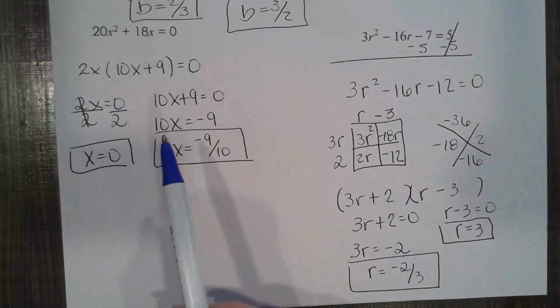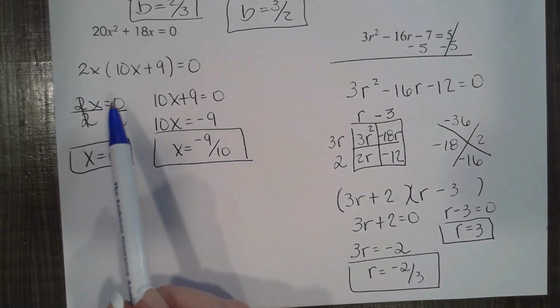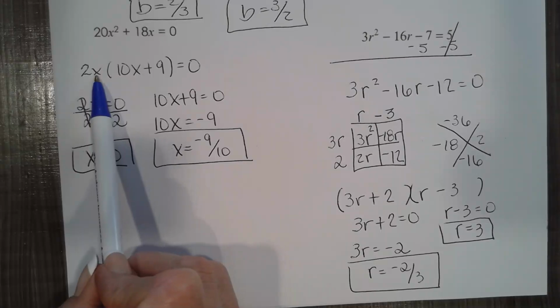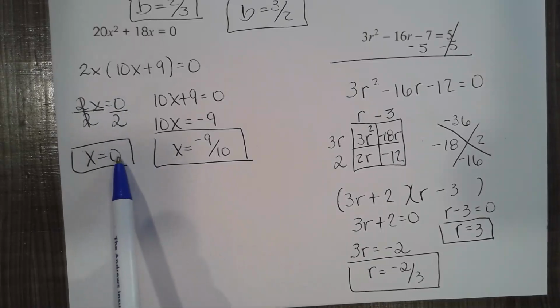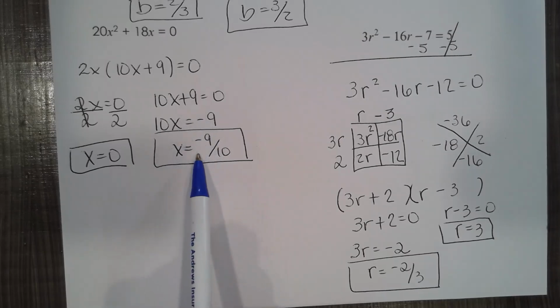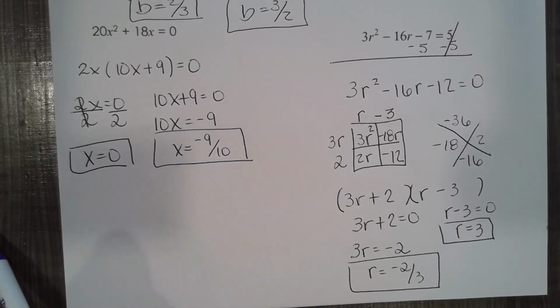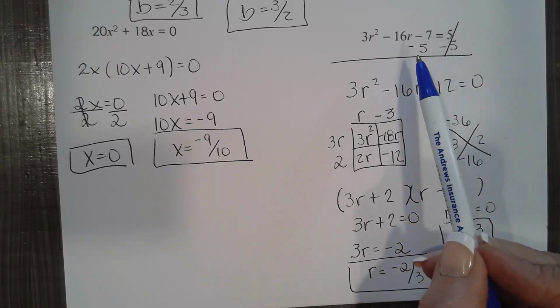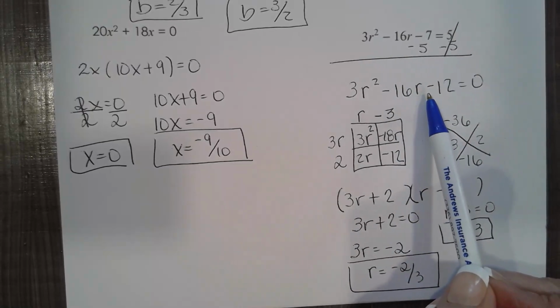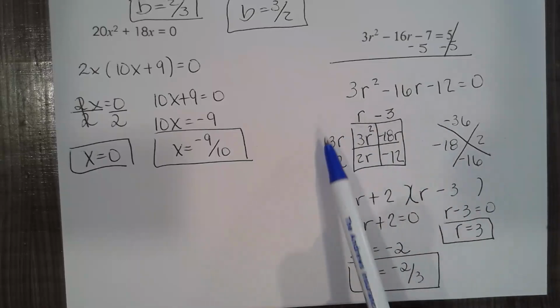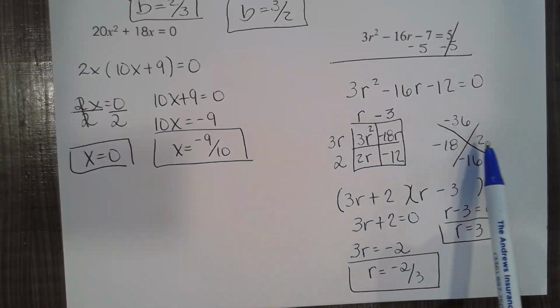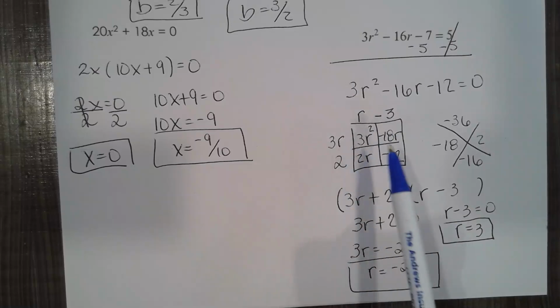Okay, so here we can pull out a greatest common factor, and so 0 is one of my answers, and then when I solve this, negative 9/10. Here I need to subtract 5 on both sides, so that gives me a negative 12 there. And when I do my boxes, magic numbers are negative 18 and 2.